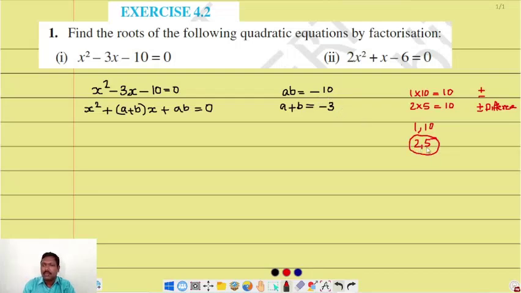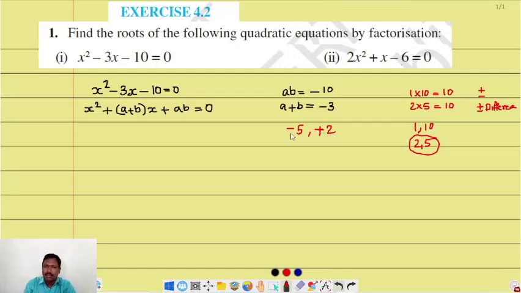The numbers are 2 and 5. Now we can write according to the sign. See, negative 3, this is the bigger number's sign. Negative will be the bigger number's sign because we know the sum of a positive and a negative is the difference with the bigger number's sign. So here we can write negative 5 and positive 2. Negative 5 and positive 2 are the factors.